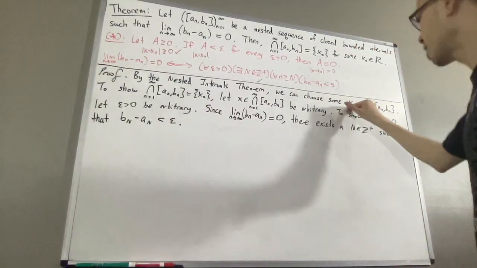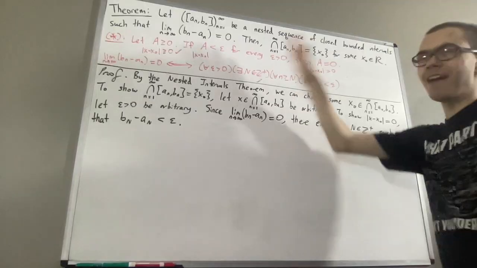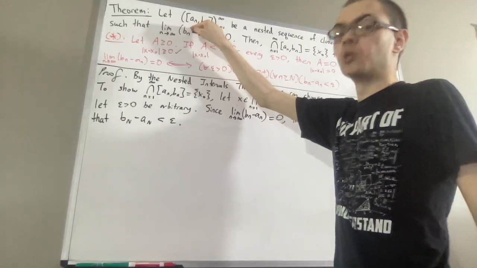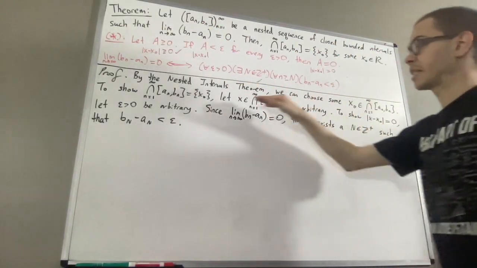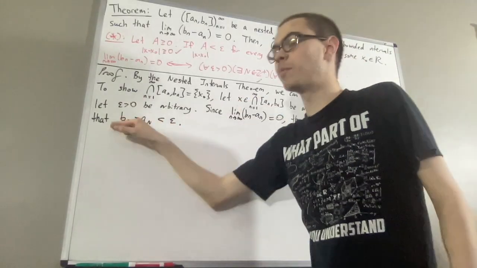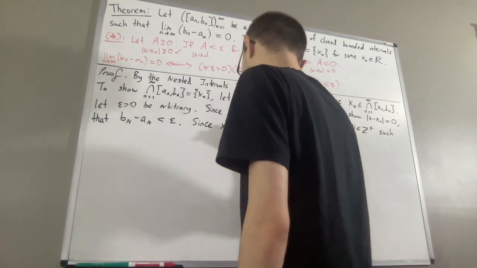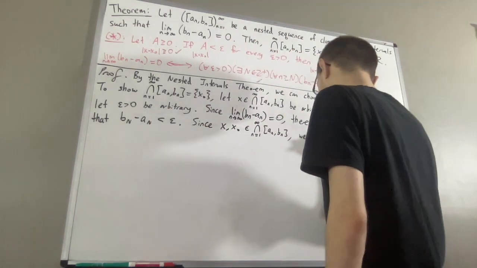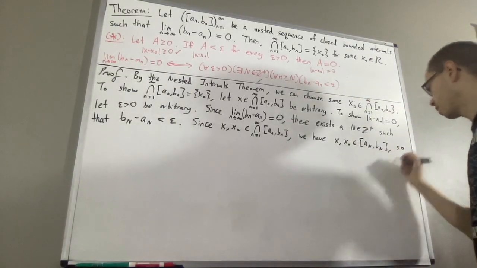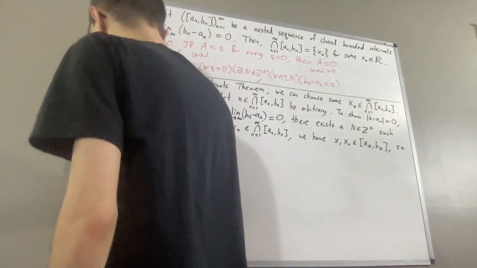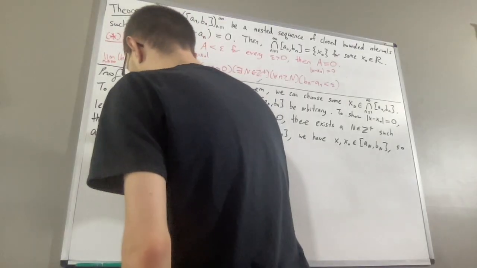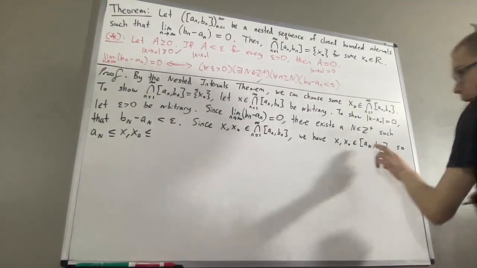Now remember, x0 and x belong to every single one of these closed bounded intervals. So in particular, x0 and x must belong to the closed bounded interval a capital N comma b capital N. And so that tells us that a capital N is less than or equal to both x and x0, which are both less than or equal to b capital N.